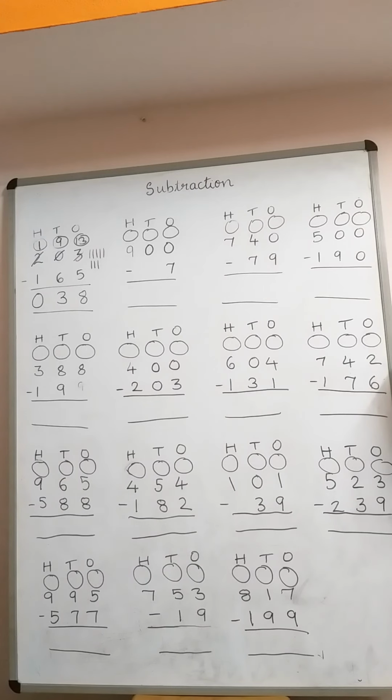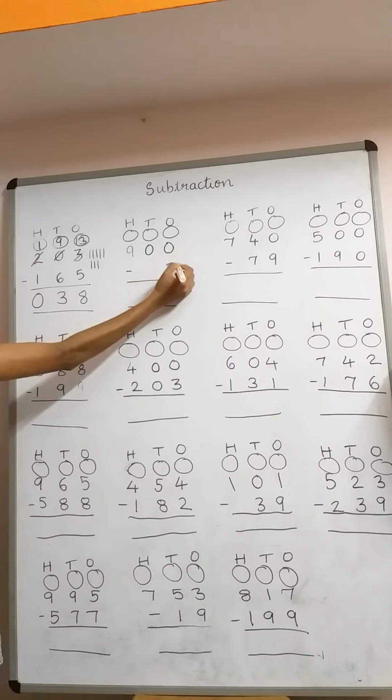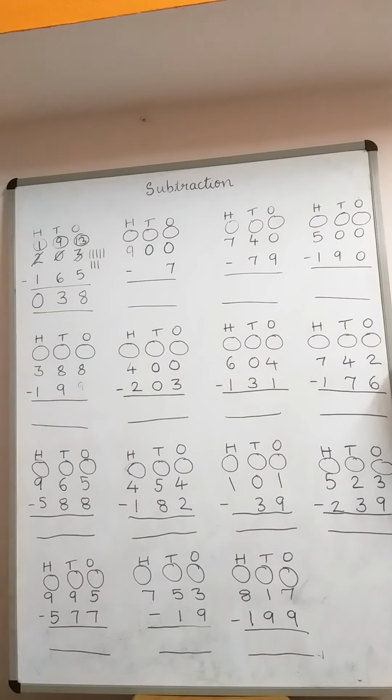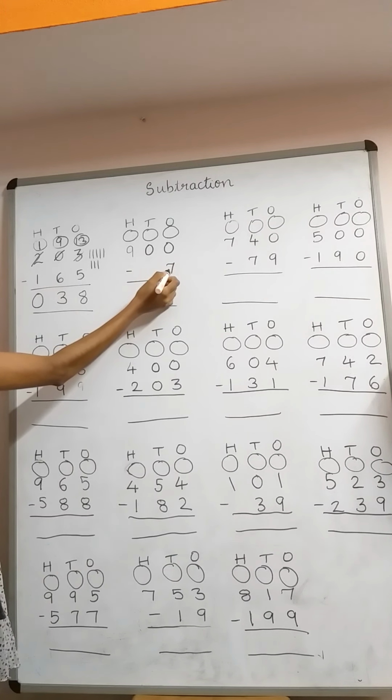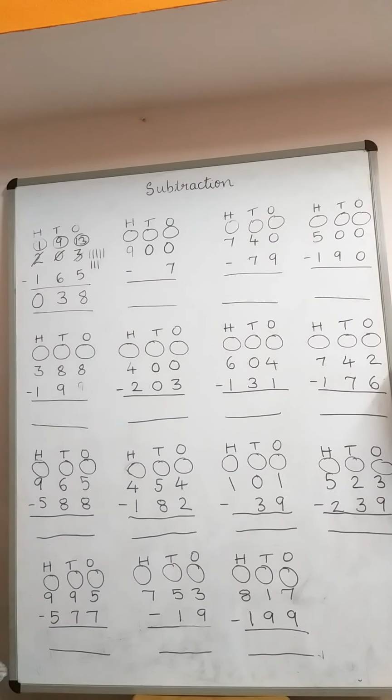Let's move to the next one. We have the number 900 minus 7. That is a one digit number. Observe, children, in the ones place. It is a 0 and 7. 7 cannot be taken out from 0 as 0 is a lesser number.